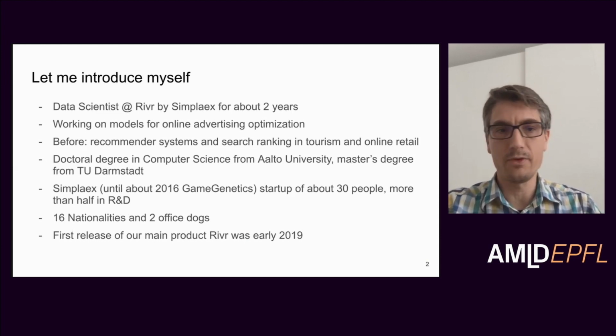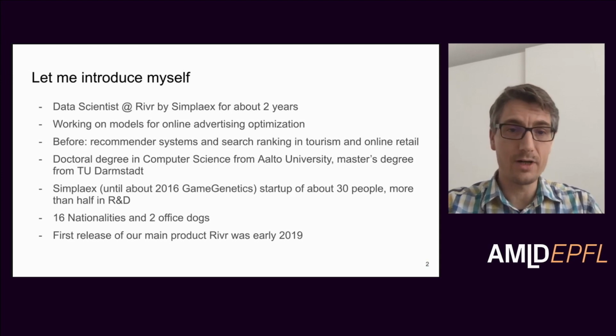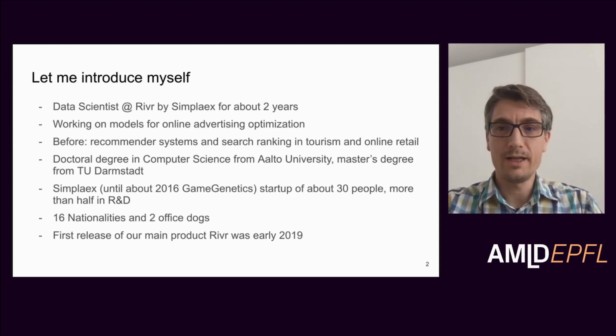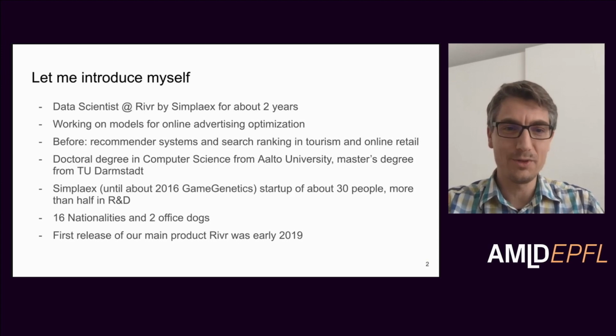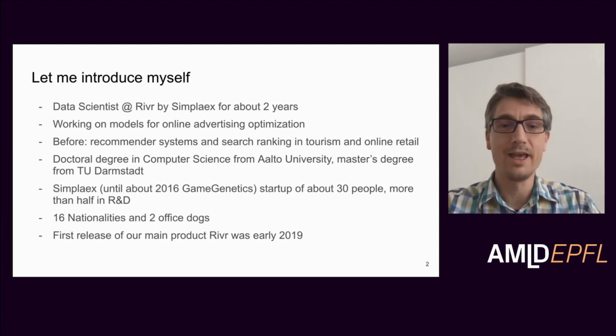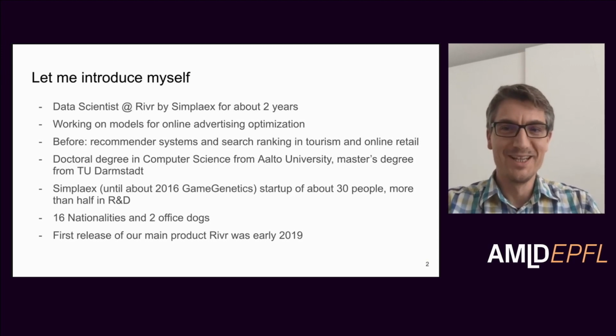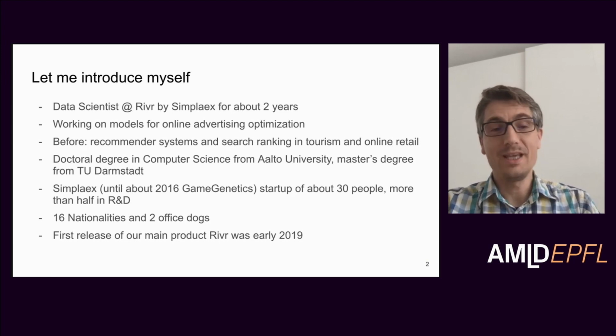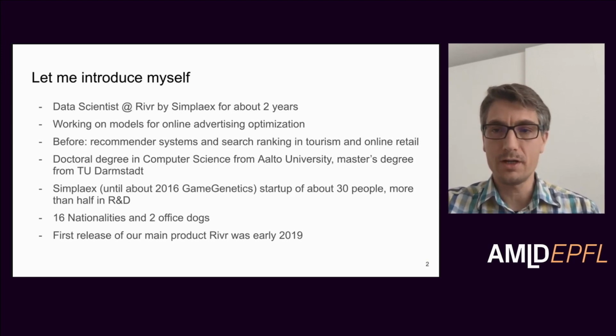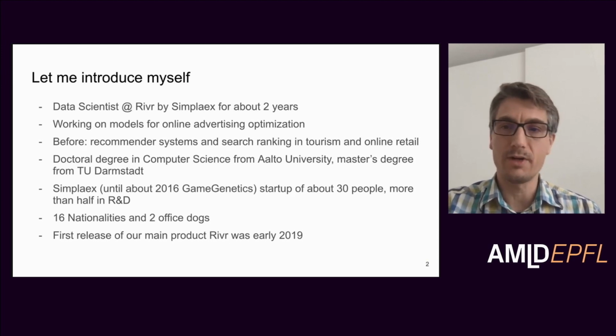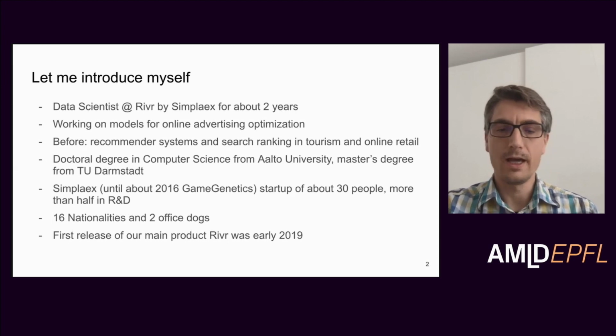It's a startup of 30 people. More than half are in R&D, actually. And what we lack in size, we make up in diversity. We have 60 nationalities and not one, but 2 office dogs, so every species is represented. The first release of the product, River, was in early 2019. What I'm going to talk about is the product of the machine learning team. There are currently 4 people working on River.